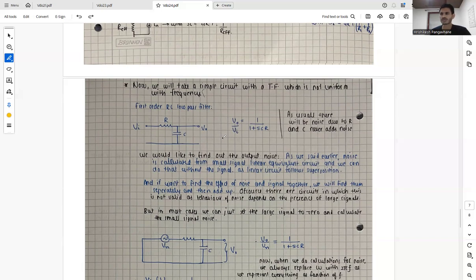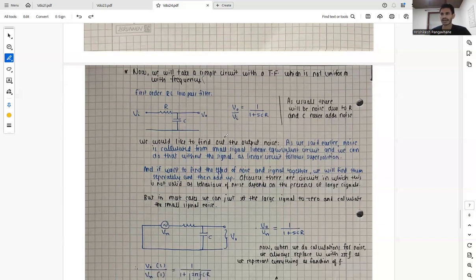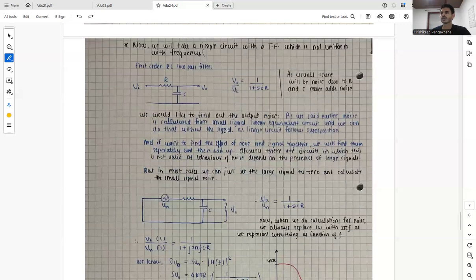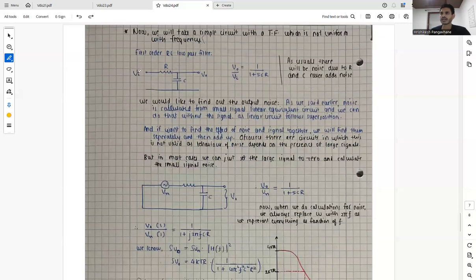But in most of the cases, we can just set the large signal value to 0 and calculate the small signal noise. So what we'll do in this case is now set the Vi, or the large signal, to 0. We will take the voltage source due to the noise as Vn. We have R, we have C. So we will take a transfer function which will be 1 upon 1 plus SCR. So now instead of Vi, we have Vn.